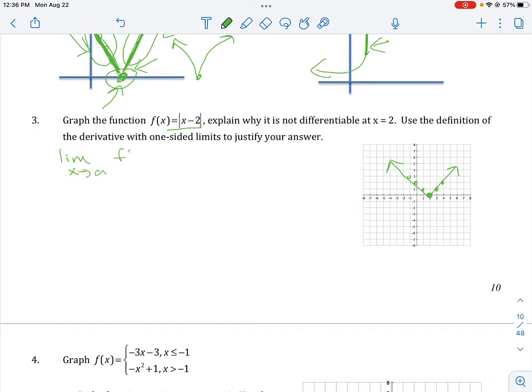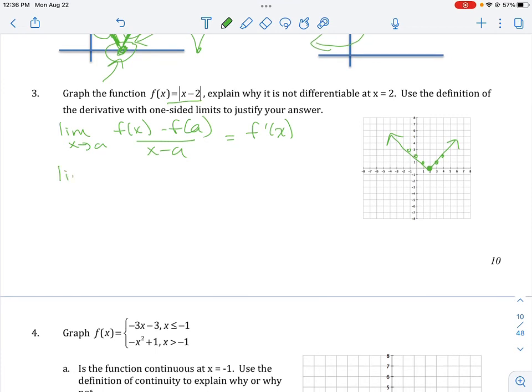Remember, this is our definition of the derivative, one of the definitions, right? This is the definition for f prime of x. That's the definition for the slope. Now, if I look at every single value to the left of 2, and if I approach 2, so here's 2 right here, as I get closer and closer to 2, the slope of this graph on the left side is always -1, right? It's a line.